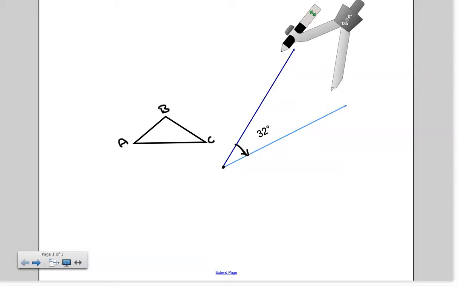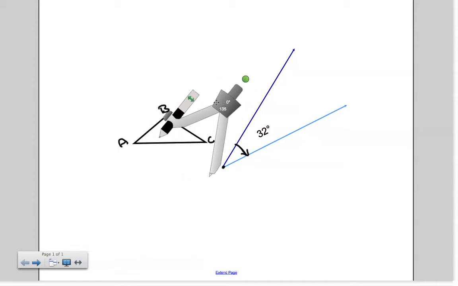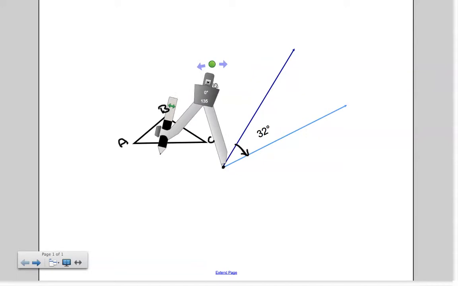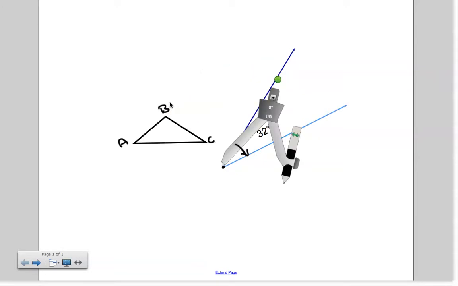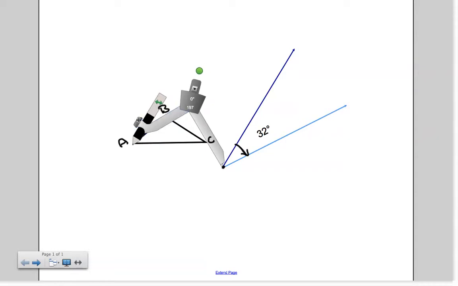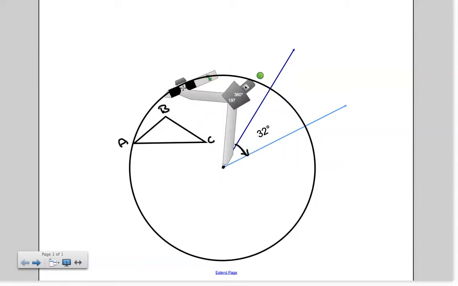Now the way we do this with our compass is we place our compass, once it settles down, on the origin, and we have it pass through vertex A. Now A, B, and C, each one of these is a vertex. So we have it pass through A, so we make a circle. Then we make another circle that passes through B.